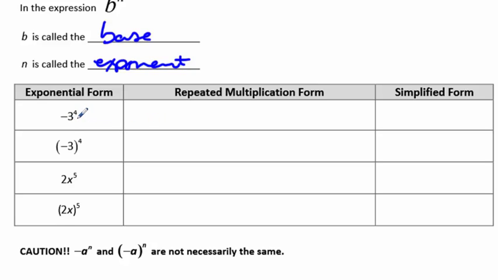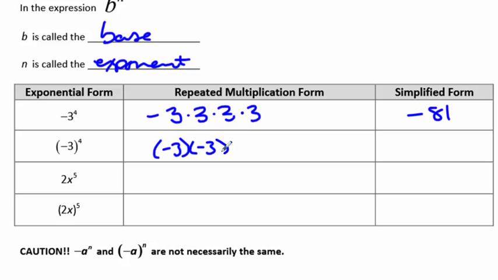For the first example, negative 3 to the fourth, the exponent is just on the 3, so the repeated multiplication form has 3 being multiplied by itself 4 times, with a single negative, giving us a result of negative 81. In the second example, both the negative and the 3 are part of the base, so we've got negative 3 times negative 3 times negative 3 times negative 3, a total of 4 negatives making this result a positive 81.